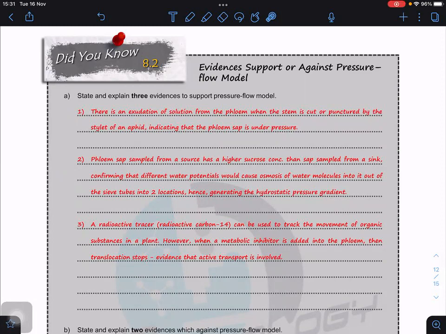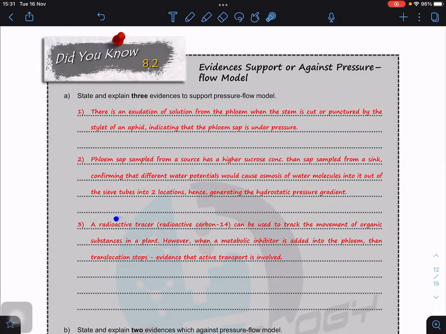Then if you sample the phloem sap in the leaf at the source compared to the sink, the source has a higher concentration of sucrose in the sap, and the sink has a lower concentration. This confirms that we have different water potentials, causing osmosis of water molecules to move in and out of the sieve element at the two locations, generating this hydrostatic pressure. The top part is higher because of loading and unloading. So we know that there is loading and unloading.